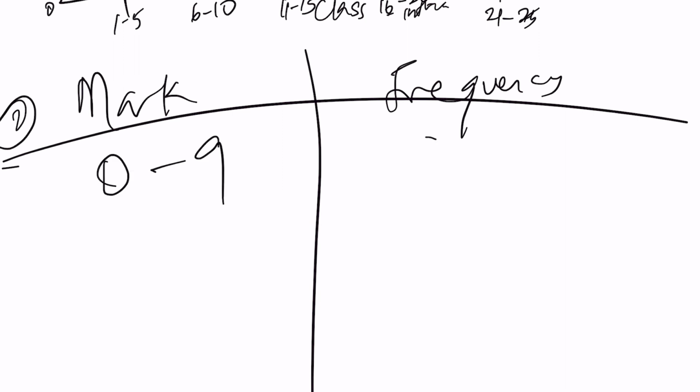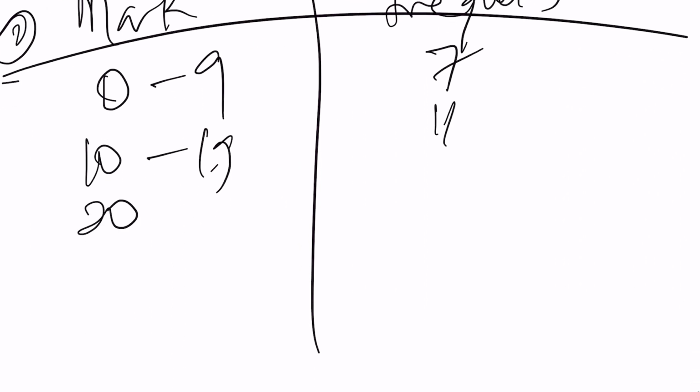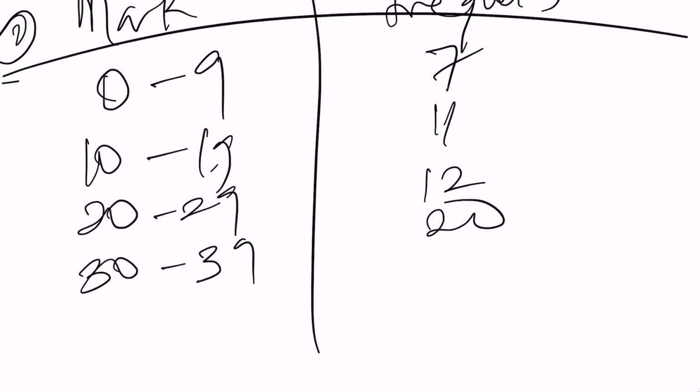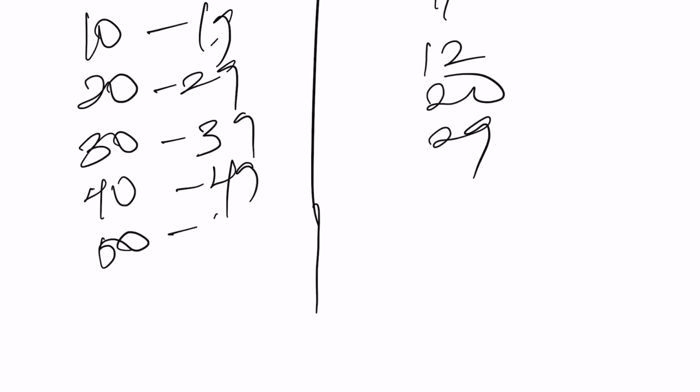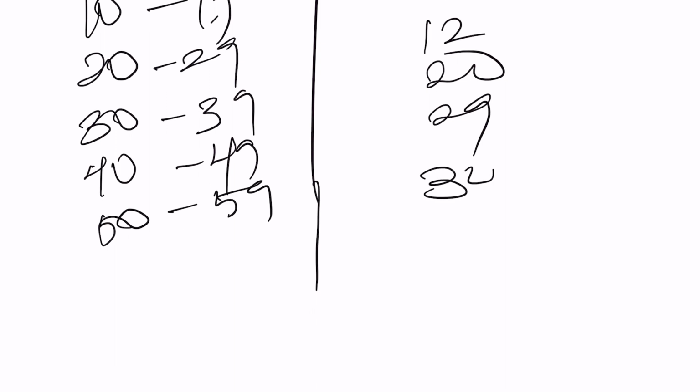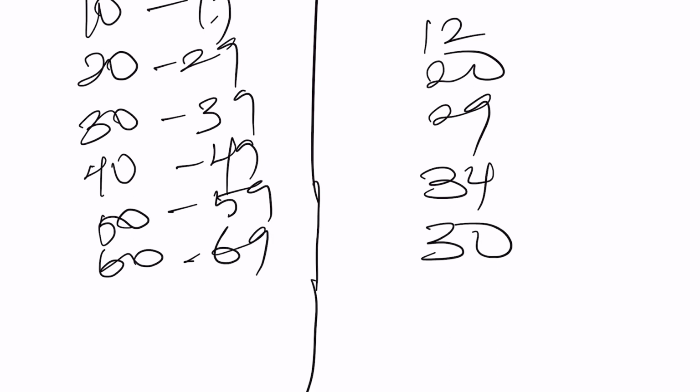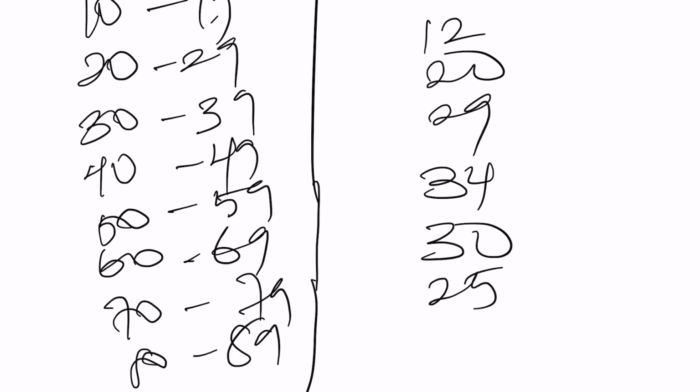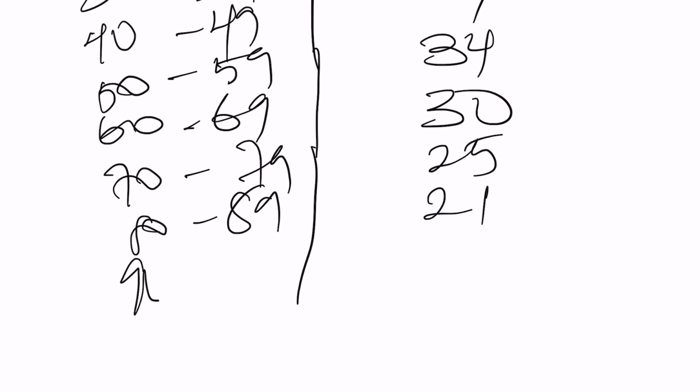We have 0 to 9, which is 7, 10 to 19, which is 11, 20 to 29, 17, 30 to 39, 20, 40 to 49, 29, 50 to 59, 34, 60 to 69, 30, 70 to 79, 25, 80 to 89, 21, and 90 to 99, we have 6.